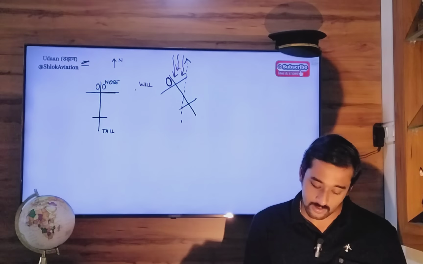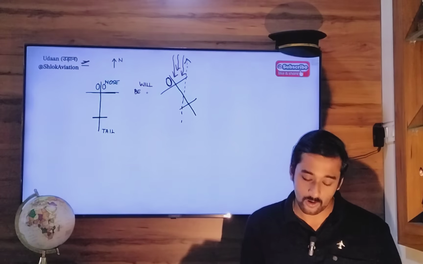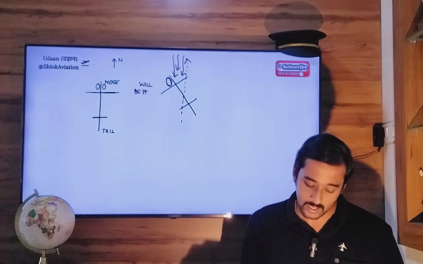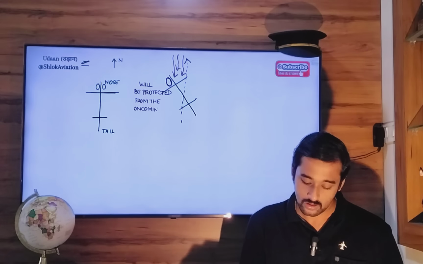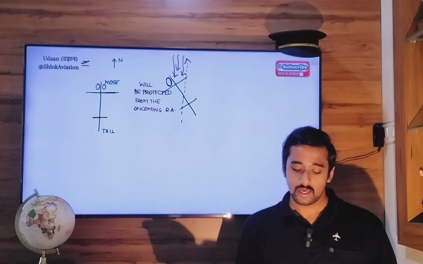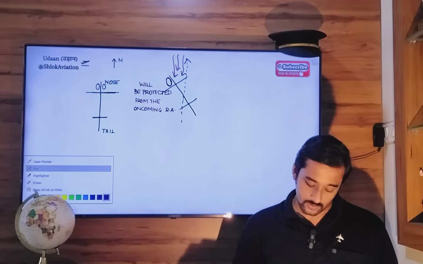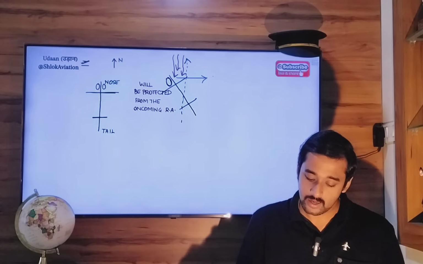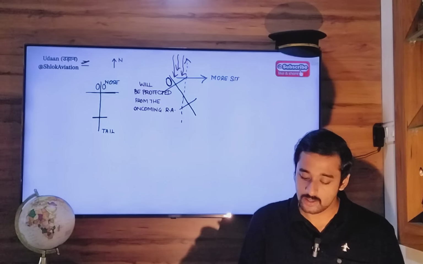So this static port on the left side of your aircraft will be shielded, protected from the oncoming relative airflow. That means as a consequence of this, there will be much more static pressure on this side of the aircraft.